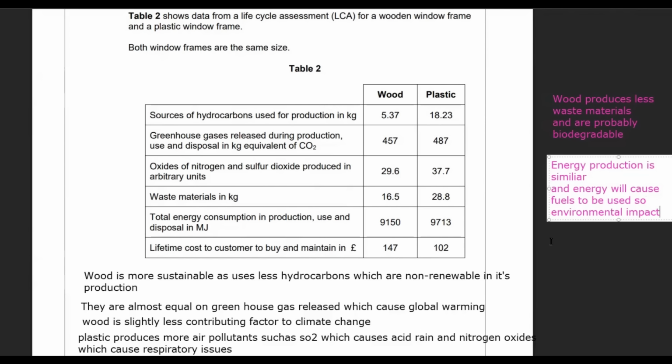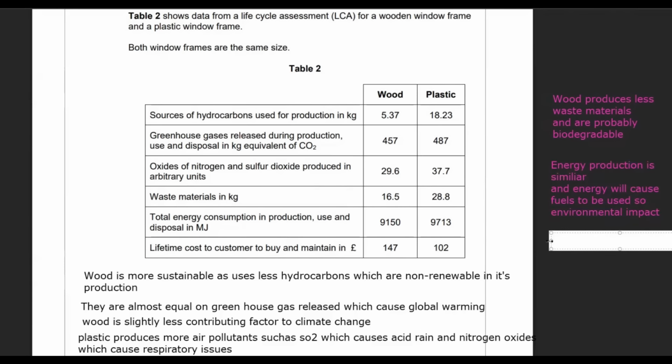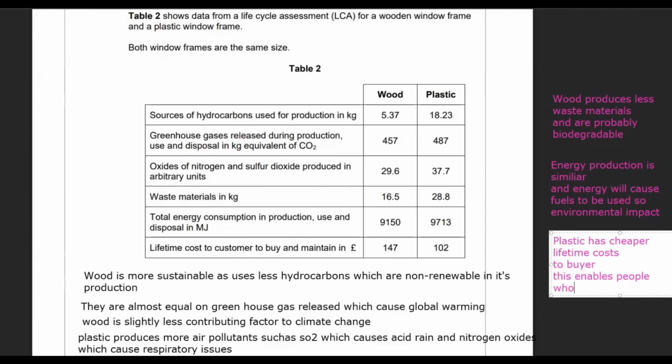Lifetime cost to the buyer. The only real thing plastic's got going for it, to be honest, is that plastic is cheaper, and that is in the lifetime cost. So plastic has cheaper lifetime costs to the buyer. And really, that is fairer on people in poor countries. This enables people who have less money to have more for food and other resources.